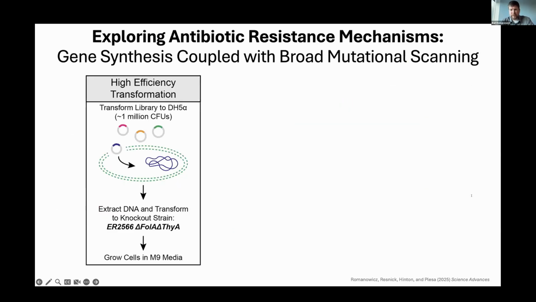And then to explore the actual antibiotic resistance mechanisms, we couple our gene synthesis approach from DropSynth with what we call broad mutational scanning. And so within the DHFR library, when it's assembled and transformed into these DH5 alpha cells, this helps to increase our yield. We then extract the plasmids and we transform them into an E. coli knockout strain, what we call ER2566. And so this knockout strain is missing the full A gene for folate biosynthesis. It's also missing the Thi-A gene, and we've actually built that into our expression plasmid. It helps to prevent metabolic toxicity effects that are known to be associated with DHFR overexpression.